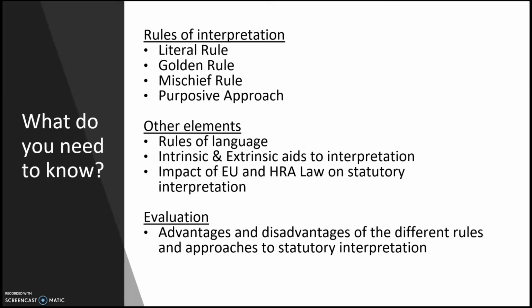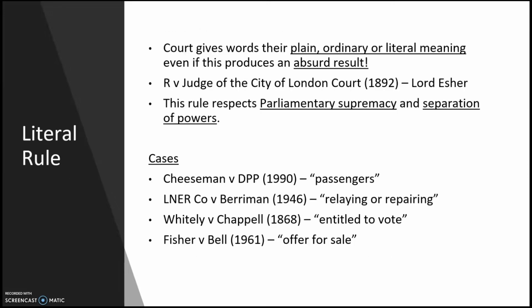What do you need to know for this topic on the specification? You need to know the 4 rules of interpretation, otherwise known as the literal rule, golden rule, mischief rule, and purposive approach. You also need to know some other elements, which includes rules of language, intrinsic and extrinsic aids to interpretation, the impact of EU and Human Rights Act law on statutory interpretation, and you also need to know the evaluation of this topic. So that includes advantages and disadvantages of the different rules of interpretation. So that's the literal rule, golden rule, mischief rule, and purposive approach, and the different approaches to statutory interpretation. So we'll look through those later on.